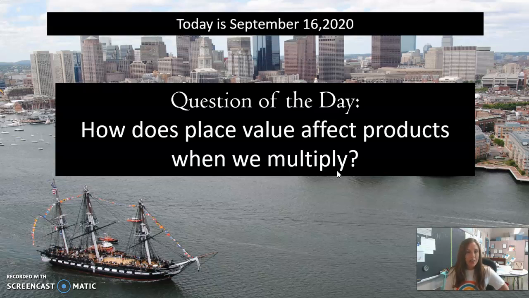Now remember, this is important because we are adding an extra place value. I told you, I believe yesterday, that we are adding a 100s place value to our multiplication. So it is important that we understand how place value affects our products.